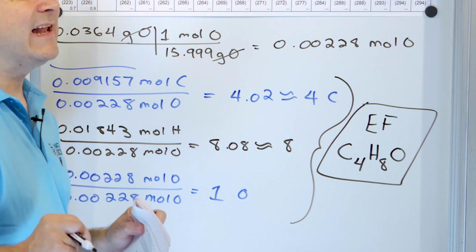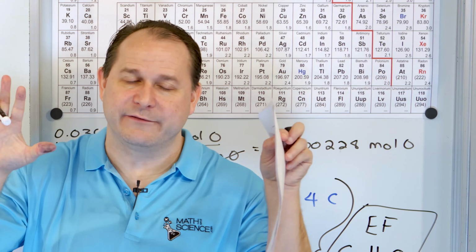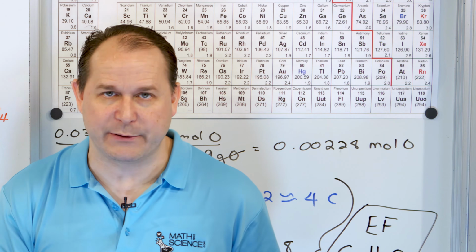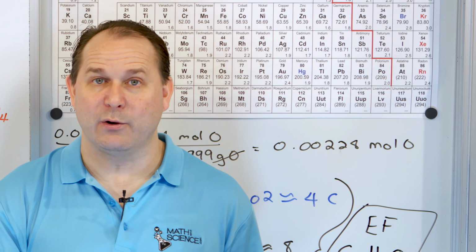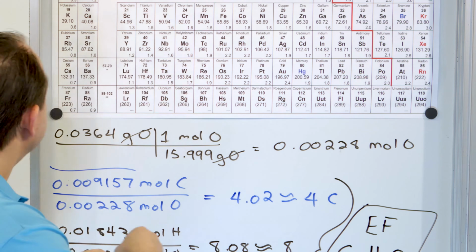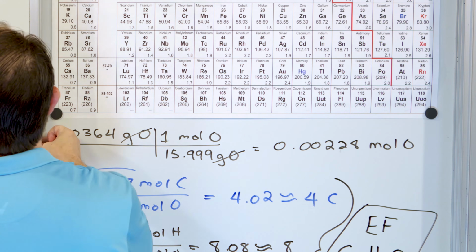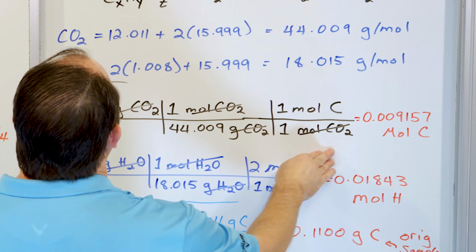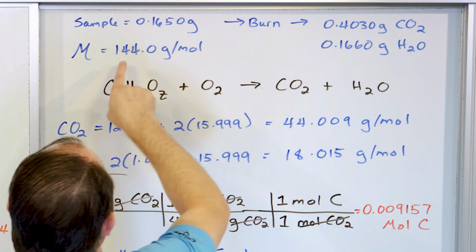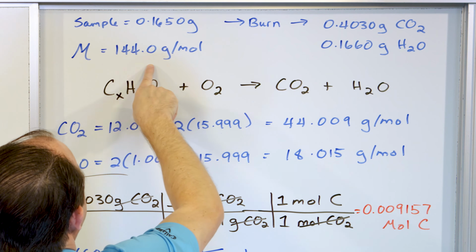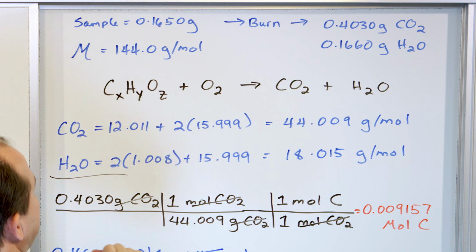All right, a lot of work. We're going to review it at the end. Okay, so just take a deep breath with me. We now have the empirical formula. How do we go from empirical to molecular formula? Well, we have to have some additional information. And in this problem, we've given all the grams of the sample, but we're also told the molar mass of the actual molecule, 144 grams per mole.